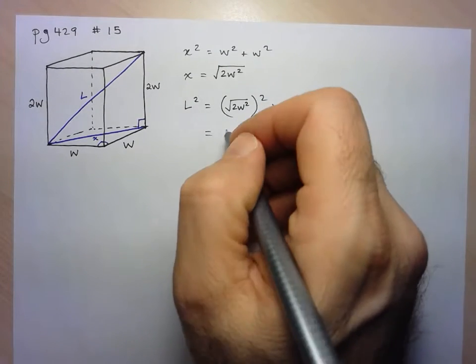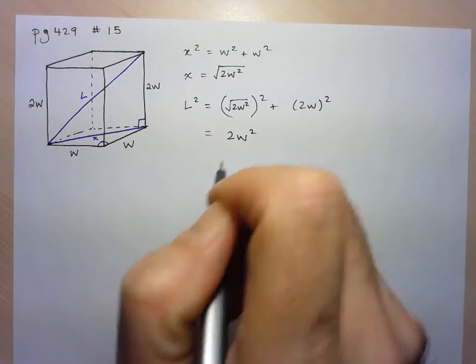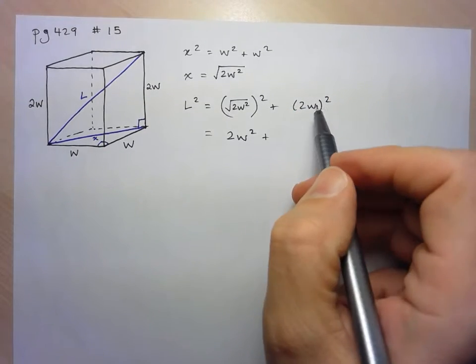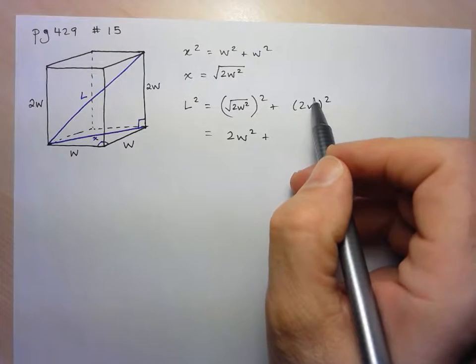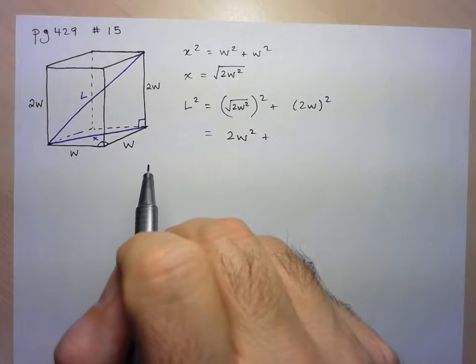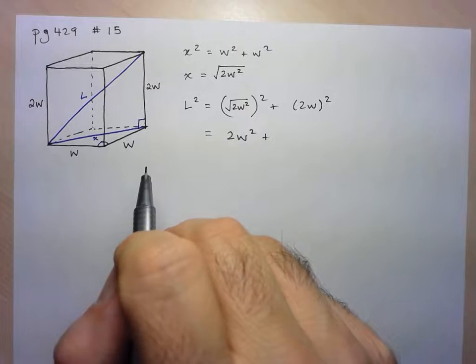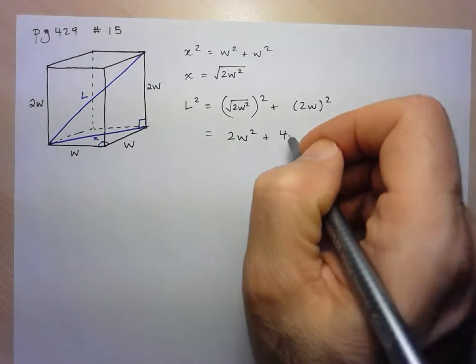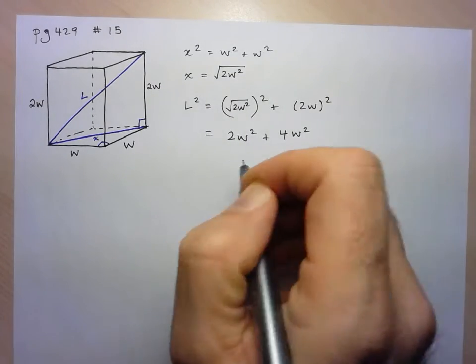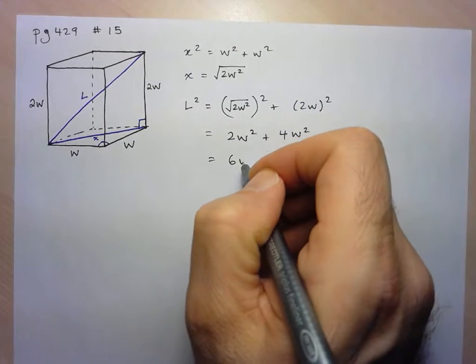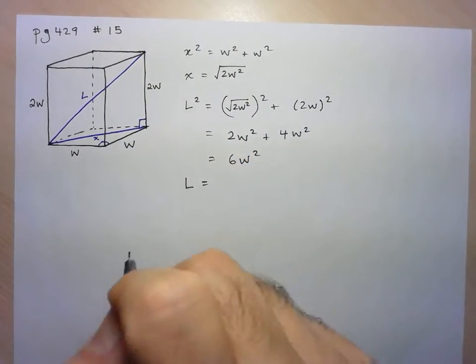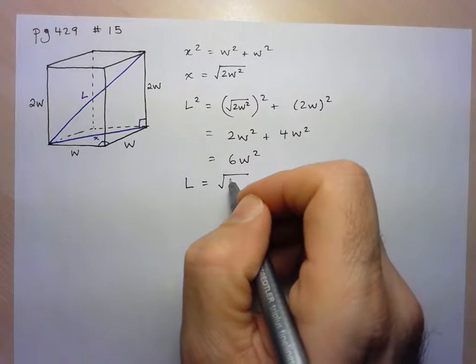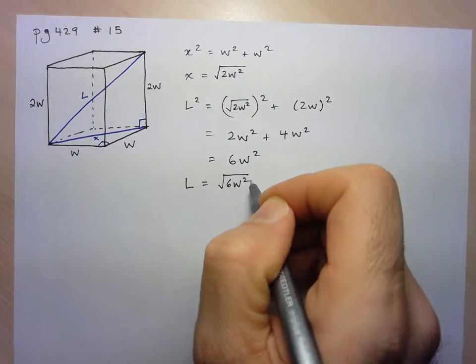Here I'm just left with 2w squared, plus, when I square a product, I can just distribute the square to both of those expressions. So 2 squared is 4, and w squared is just w squared, and lo and behold, we have 6w squared, so L is equal to the square root of 6w squared.